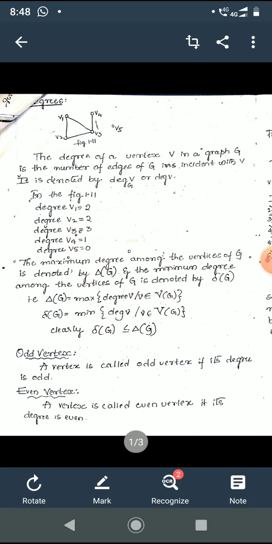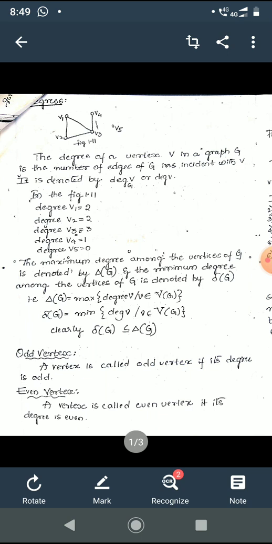Next, odd vertex. A vertex is called an odd vertex if its degree is odd. A vertex is called an even vertex if its degree is even. So in this graph, degree of V1 is equal to 2, V2 is equal to 2, V3 is equal to 3, V4 is equal to 1. That means V1 and V2 are called even vertices, and V3 and V4 are called odd vertices.